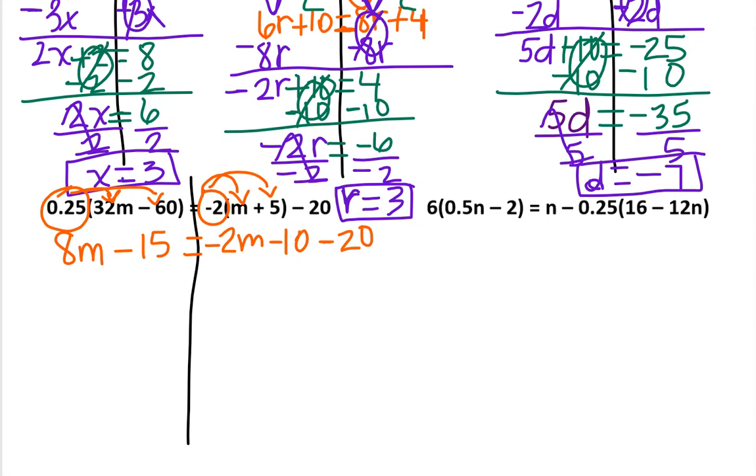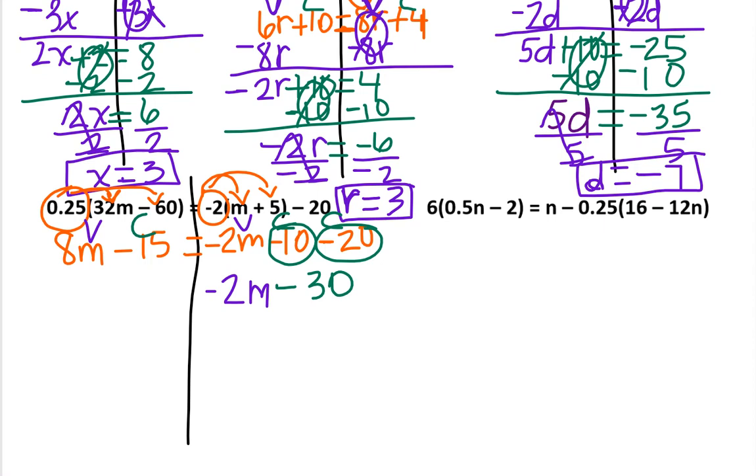Now I can go on to step 3, which is to combine like terms. For that, I'm going to label my variables and my constants to see if there's anything for me to combine. On the left side, I have a v and a c. I can't combine anything, but I can on the right side: this negative 10 minus 20 becomes negative 30. So I bring down my negative 2m here.